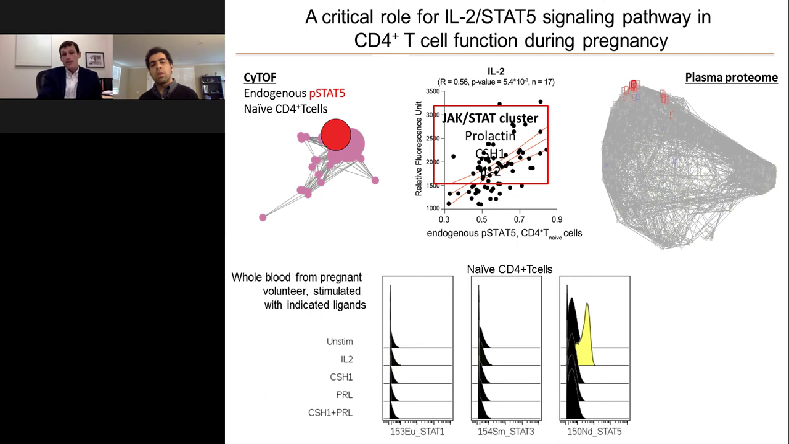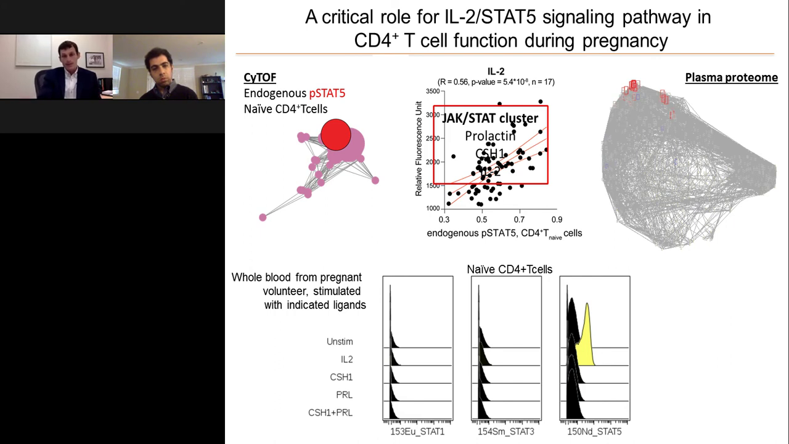However, when we stimulated whole blood samples from pregnant women at different times in pregnancy with these various ligands or combinations of these ligands, what we noticed was that in our hands, only IL-2 could lead to a robust phosphorylation of STAT5 in naive CD4 T cells.